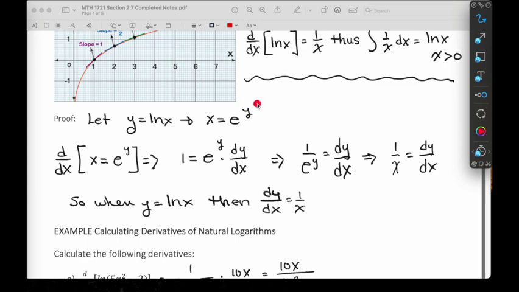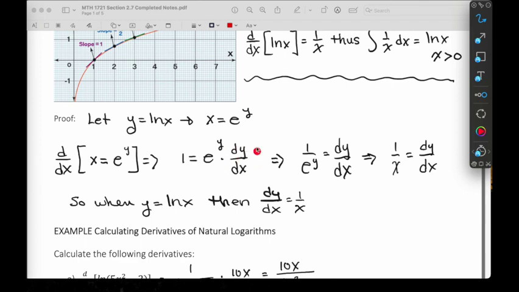Now I'm going to use implicit differentiation to take the derivative of this. So I take the derivative of x, which is 1, and then I take the derivative of e to the y, which is e to the y, and then using the chain rule, because we know y itself is a function of x, we say times the derivative dy dx. Now, since we're trying to prove that the derivative of y with respect to x is 1 over x, I'm going to solve for dy dx, and I should get 1 over x.